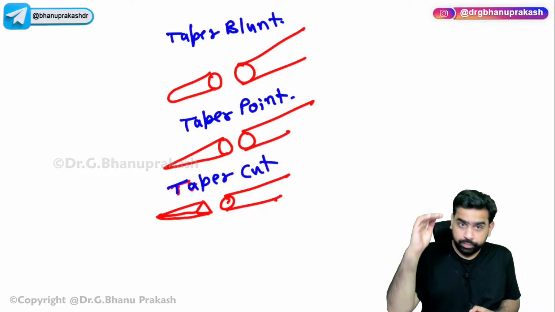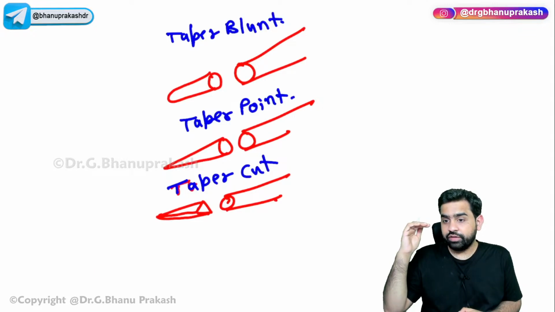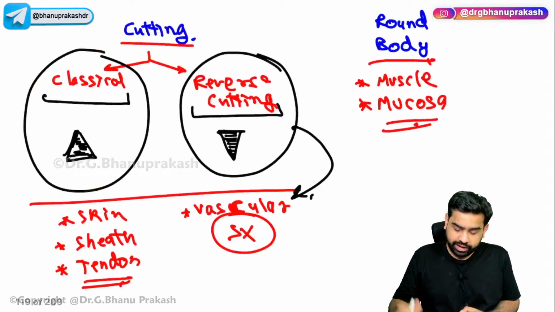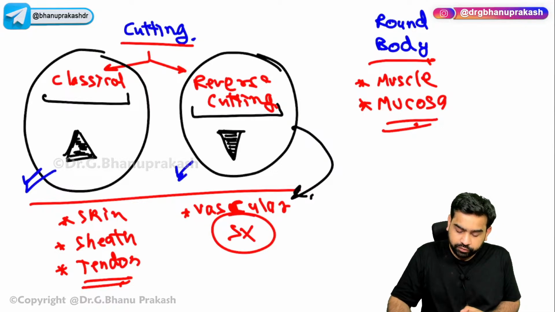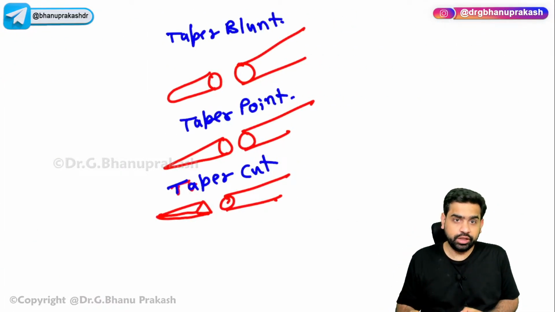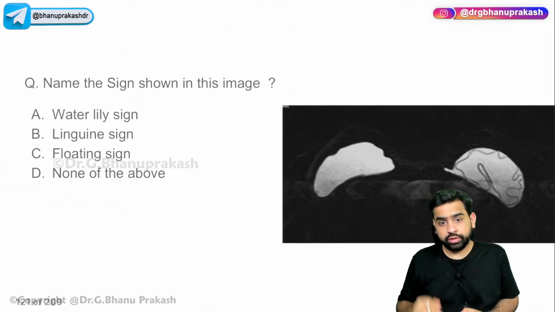So we have a taper blunt, we have a taper point, and we have a taper cut. Please remember at least these three images, and the classical cutting and the reverse cutting. At least these things, it is a must for you to remember. Okay, taper blunt, taper point, taper cut, and classical cutting, reverse cutting. Please do remember this.